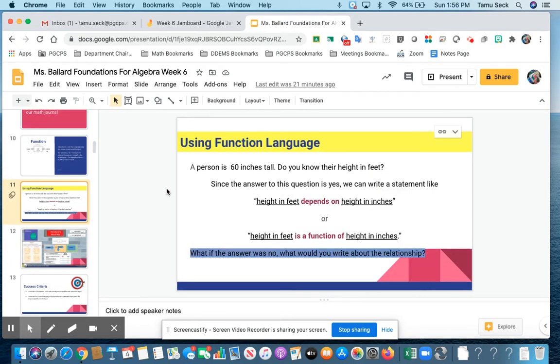Okay. Using function language. A person is 60 inches tall. Do you know their height in feet? Since the answer to the question is yes, we can write a statement like height in feet depends on height in inches, or height in feet is a function of height in inches.